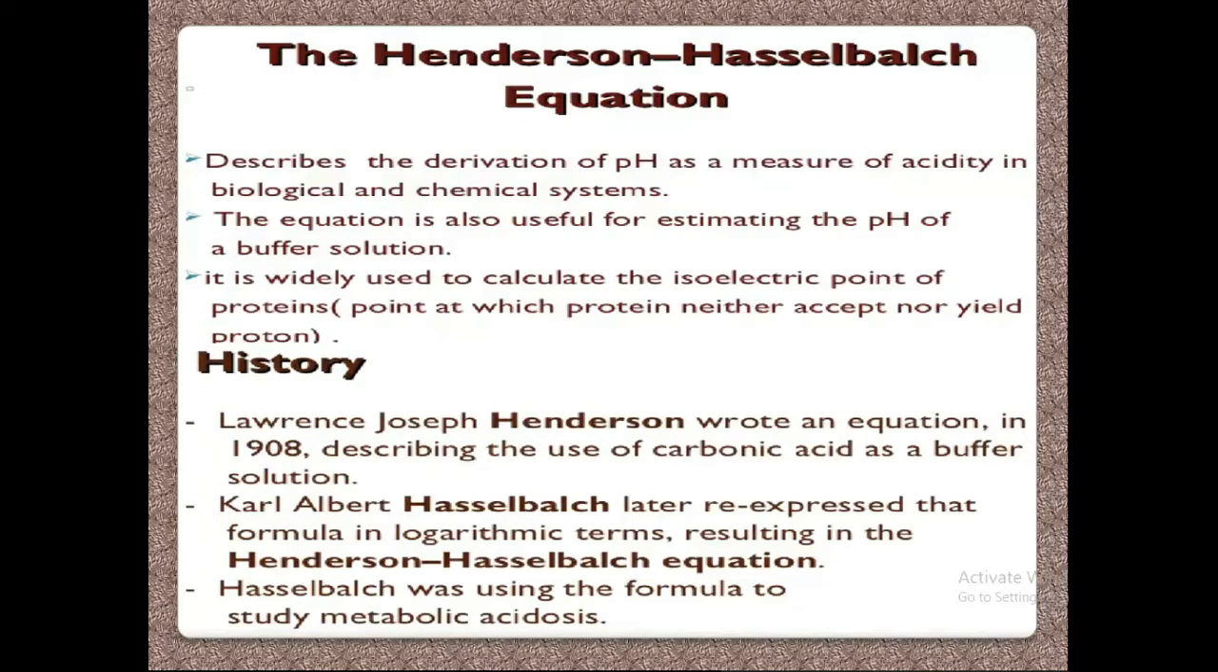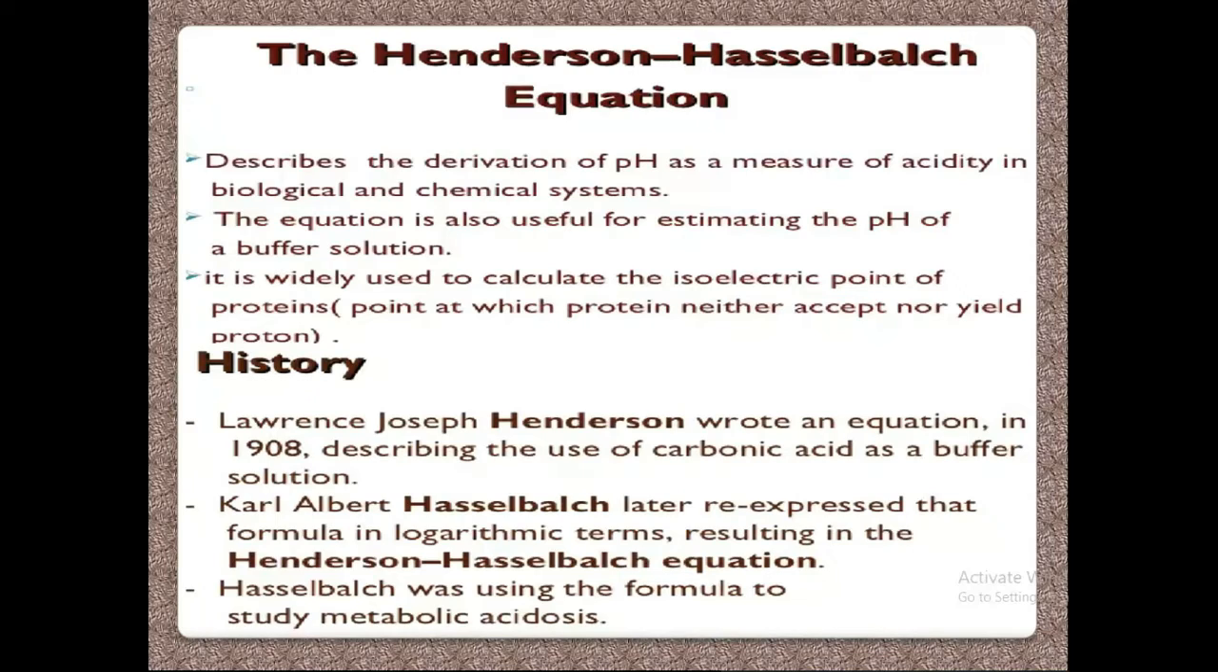The next person, Karl Hasselbalch, later re-expressed the formula. Henderson wrote a formula, and Hasselbalch re-expressed that formula in logarithmic terms, resulting in a new equation. So the equation is called the Henderson-Hasselbalch equation, because first Henderson wrote the equation, but Hasselbalch re-expressed it in logarithmic form. This equation is called the Henderson-Hasselbalch equation, the HS equation. Hasselbalch was using the formula to study metabolic acidosis in our body.